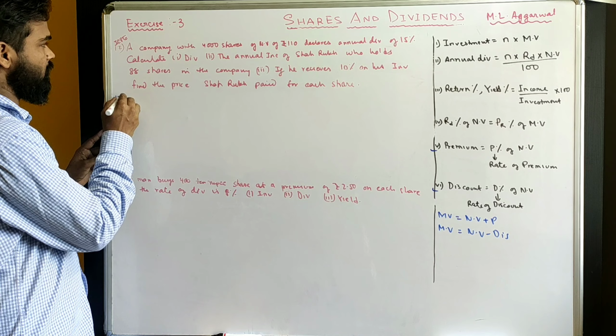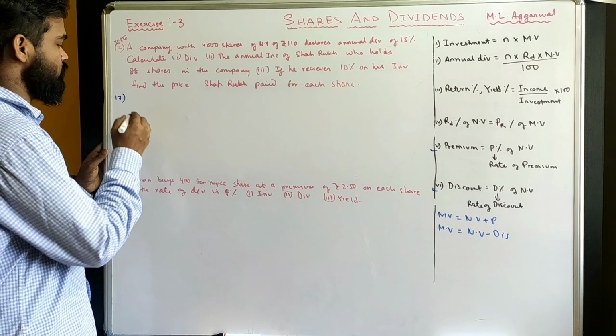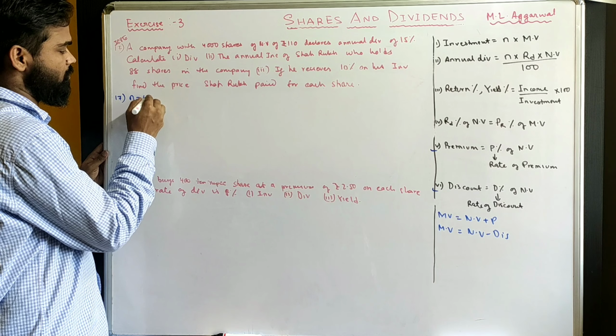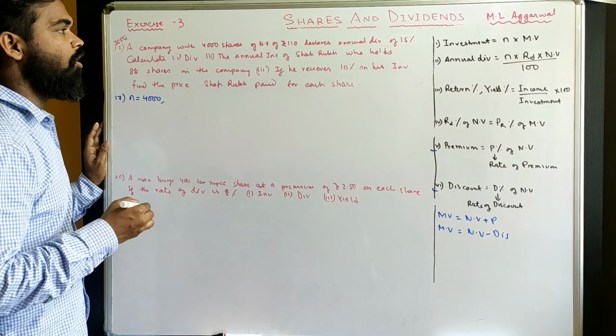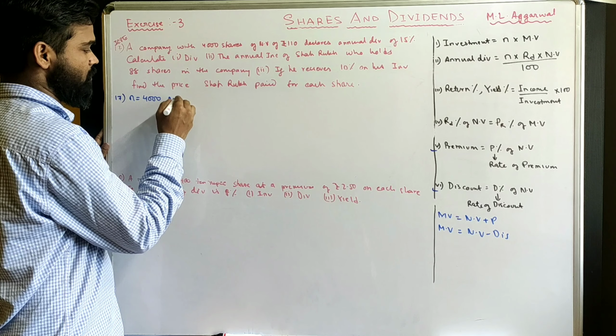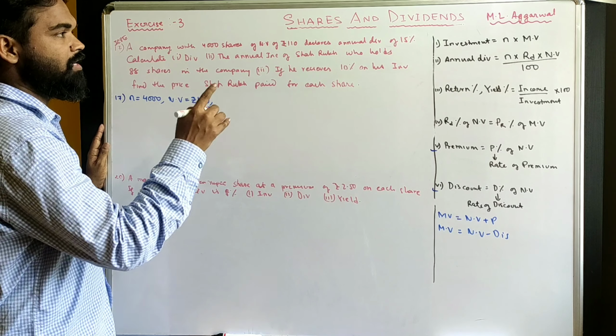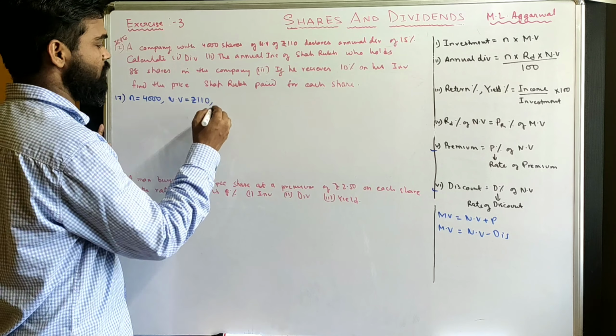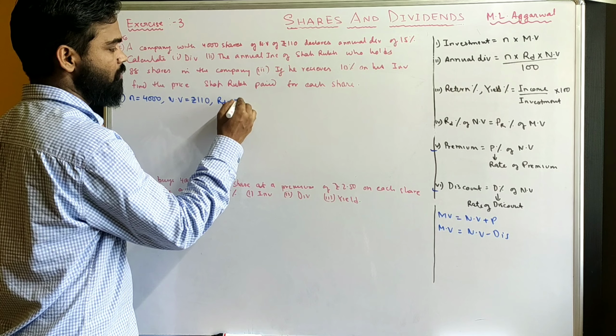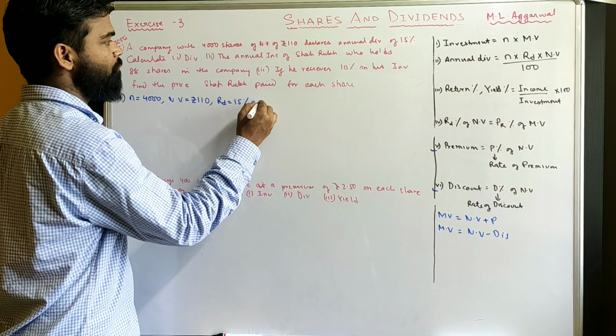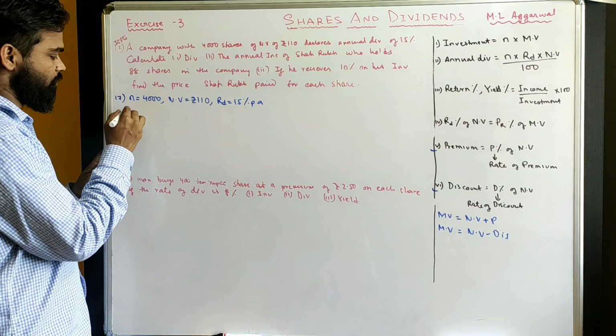What does it say? A company with 4,000 shares, which means the number of shares is 4,000, of nominal value rupees 110. So the nominal value is rupees 110. Declares annual dividend of 15%. So the rate of dividend is 15% per annum. They've asked for the dividend. Number one is very easy.